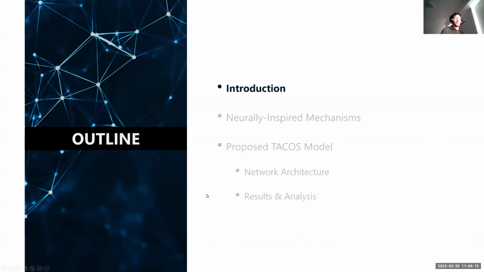So I'll quickly introduce lifelong learning and the problems that I'm looking at before I get into some relevant background work, which involves neurally inspired mechanisms from the brain, and specifically the plasticity mechanisms that I'm focusing on, and how and why I think integrating them can be a good solution for continual learning, specifically in spiking neural networks. And then I'll introduce my proposed TACO model, which we presented at the ICML workshop last year, and go over some of the results that we presented there.